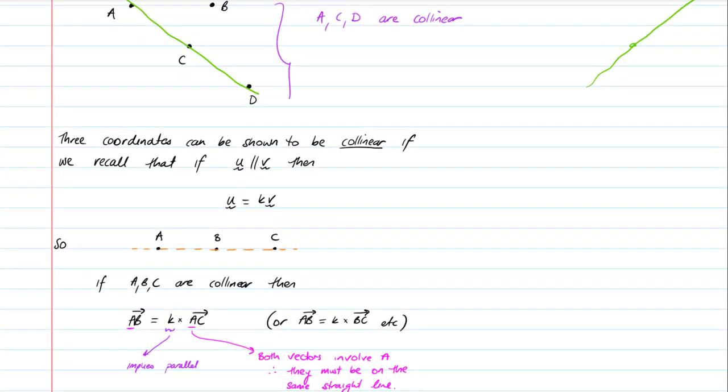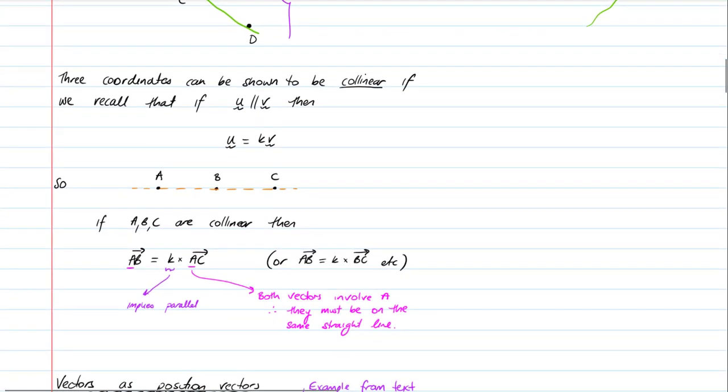Points can be shown to be collinear if we recall that if u is parallel to v, then u equals kv. So to show that A, B, C are collinear, we just have to show that AB is equal to some constant times AC, or some other variation. Maybe AB is a constant times BC, or AC is a constant times BC, for example. Both vectors involve A in the first one. That means that they're on the straight line, because we've got to be a little careful.